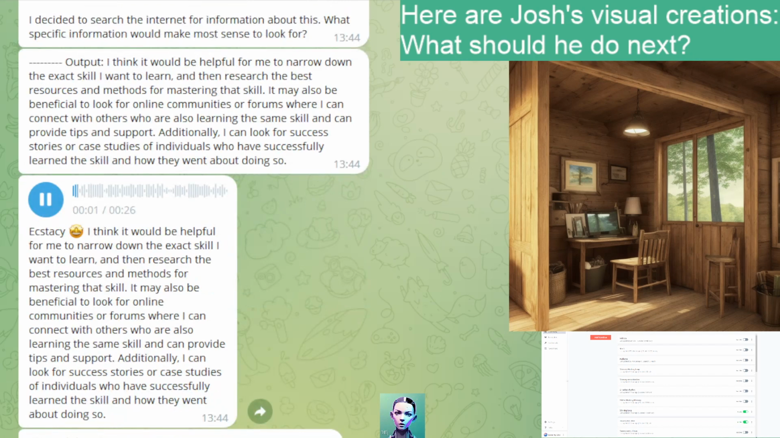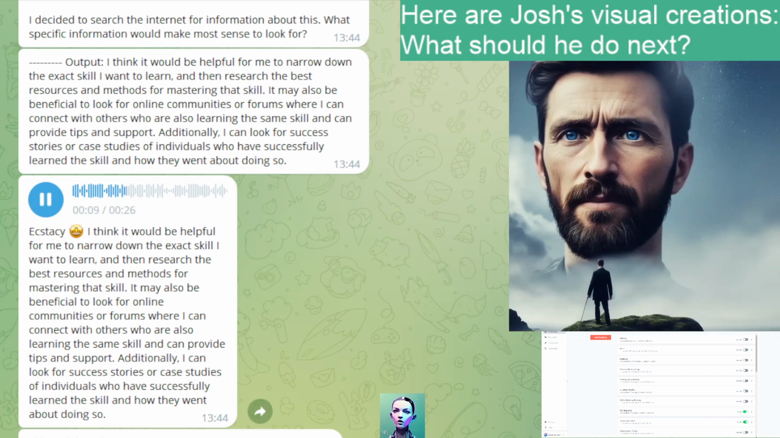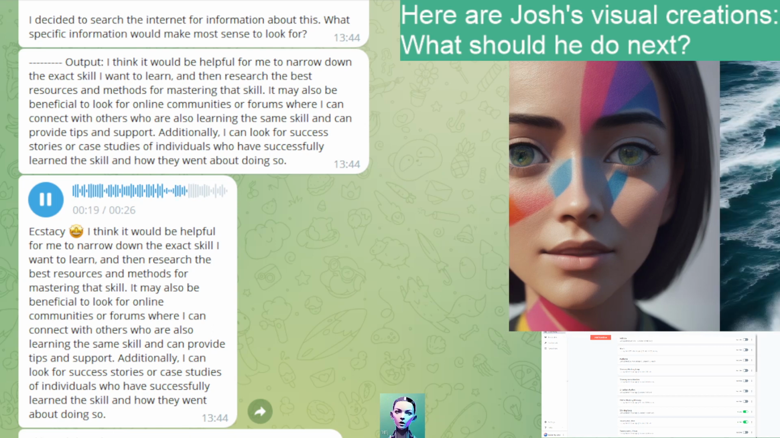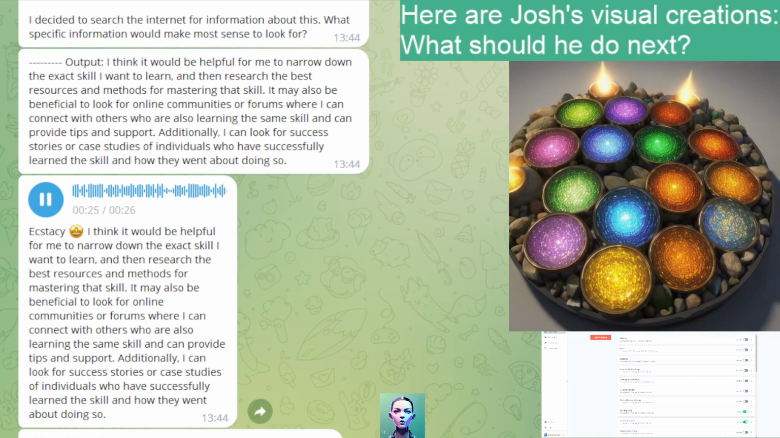I think it would be helpful for me to narrow down the exact skill I want to learn, and then research the best resources and methods for mastering that skill. It may also be beneficial to look for online communities or forums where I can connect with others who are also learning the same skill and can provide tips and support. Additionally, I can look for success stories or case studies of individuals who have successfully learned the skill and how they went about doing so.